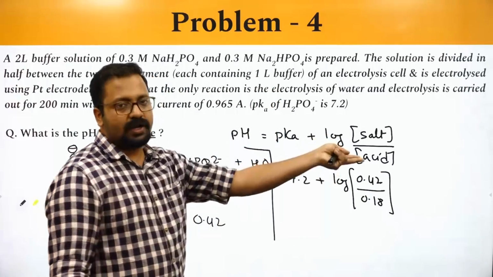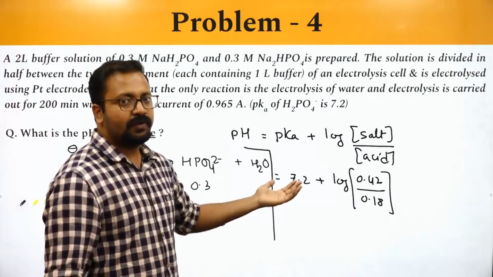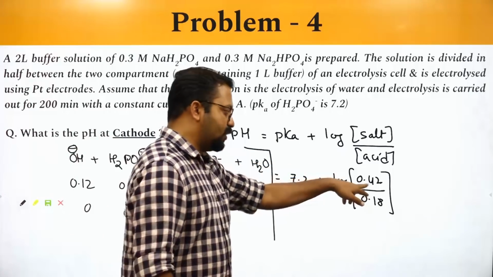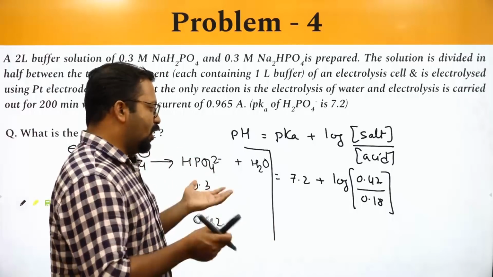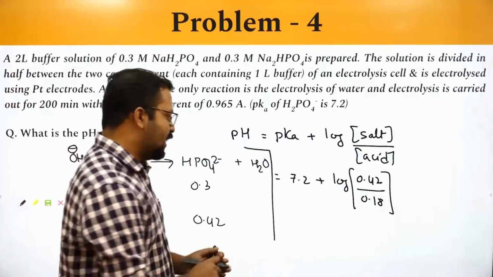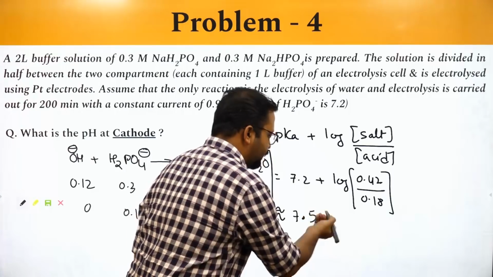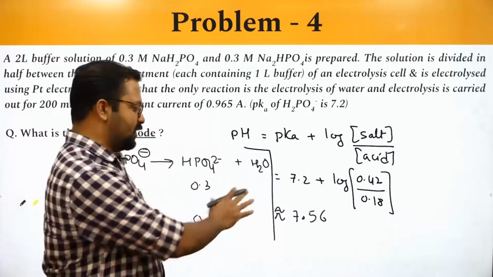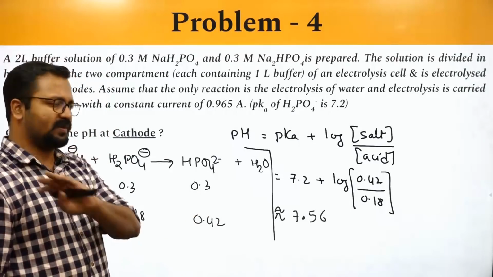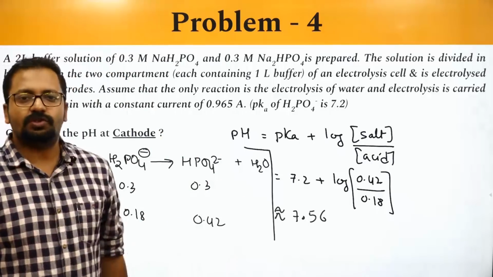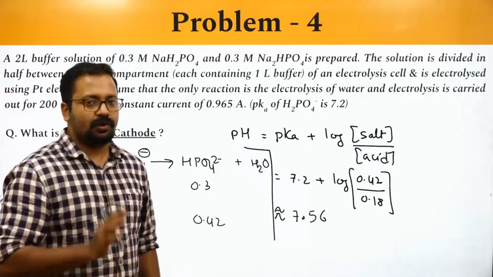This will be slightly more than 2, so log 2 is 0.3010, so 7.5 should be the answer if it would have been 0.36, but since it is just 0.06 more than that, there will not be too much of a change. It will not reach 7.6. It will be somewhere about 7.56 or 57, which is almost about this value. 7.55, 7.56, 7.57, something around this. So this should be the pH of the solution. Okay, very simple question, very straightforward, very logical, very conceptual, very fun to question.